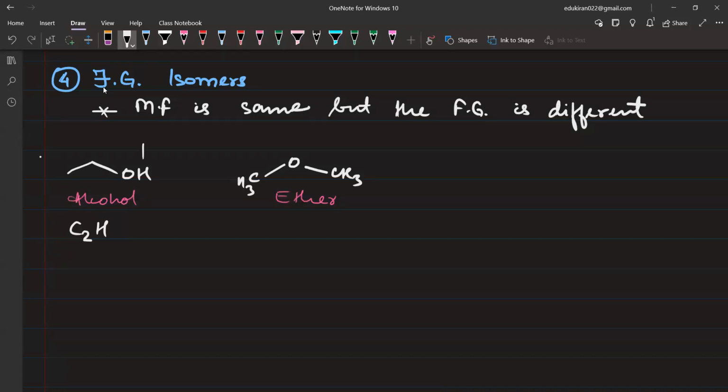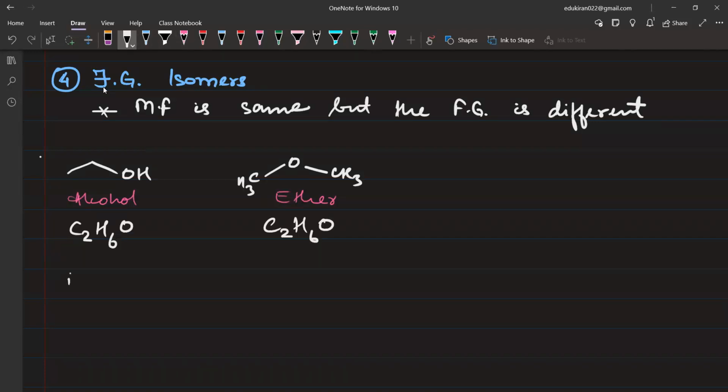And 6 hydrogens and oxygen. Correct? C2H6O is the molecular formula, right? What is the molecular formula of this ether? How many carbons? 2 carbons. How many hydrogens? 6 hydrogens and O. So the molecular formula is the same, but the difference is in the functional group. Is that clear? Yes or no? Please tell me, guys. Yes.